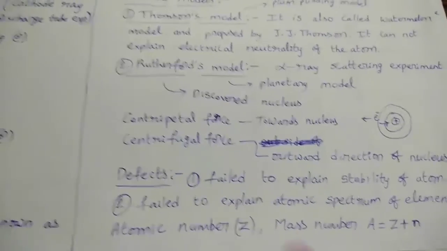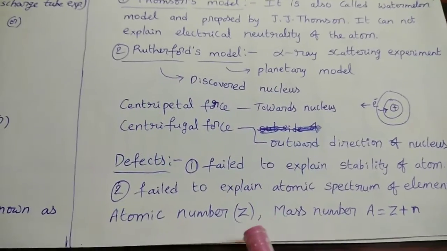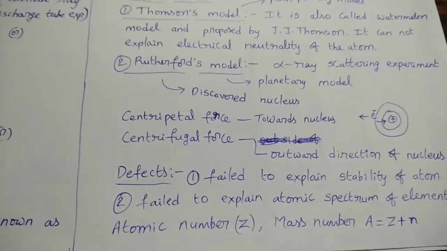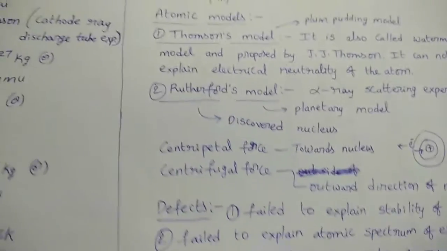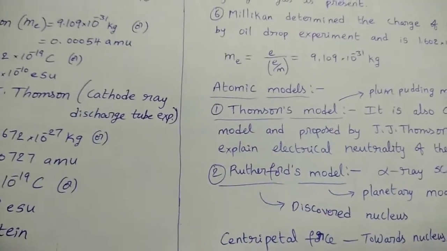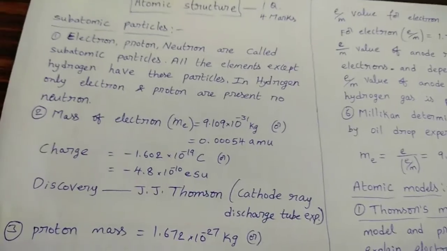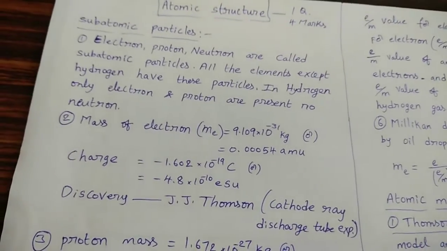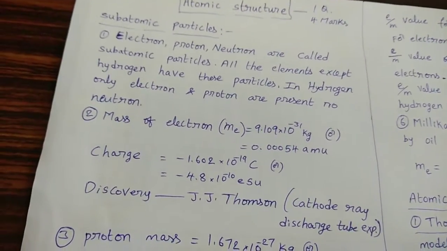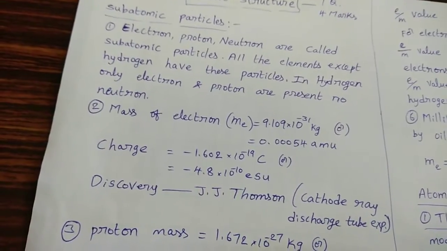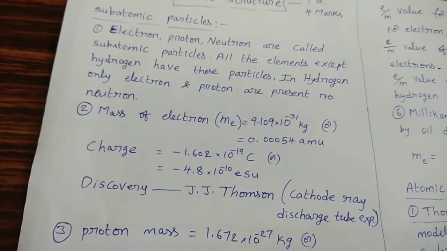Next, atomic number, mass number. Atomic number. Inside the atom, three subatomic particles are there: electron, proton, and neutron. This atomic number represents the number of protons or the number of electrons present in the atom.